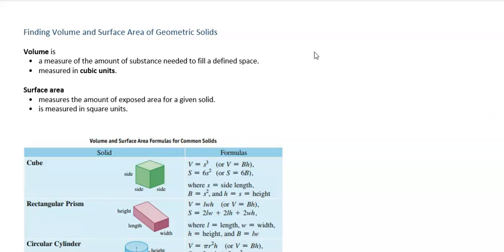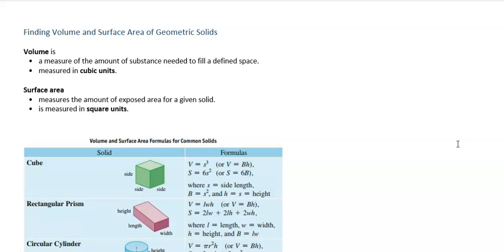So the second topic here is finding volume and surface area of geometric solids. Remember, volume and surface area are two very different things, so work hard to keep them separate from one another. Volume is a measure of the amount of substance needed to fill a space. So if it could hold liquid, how much liquid would it hold? And it's measured in cubic units, like I talked about before.